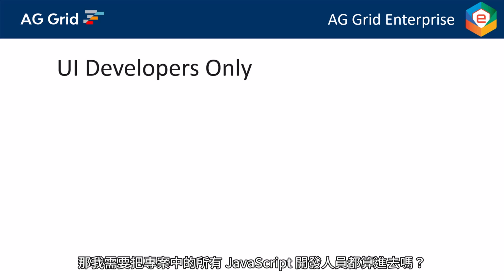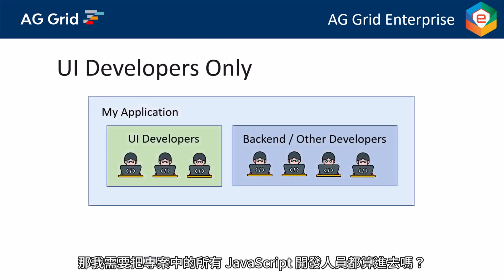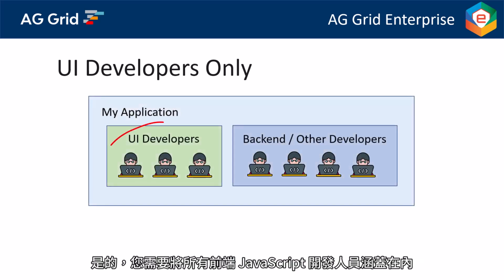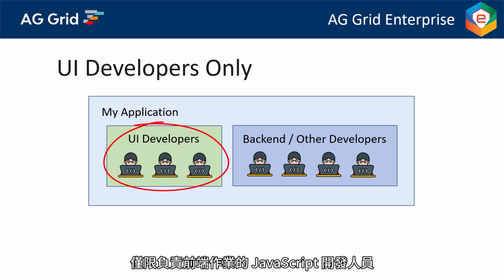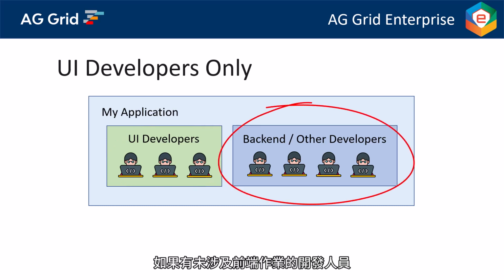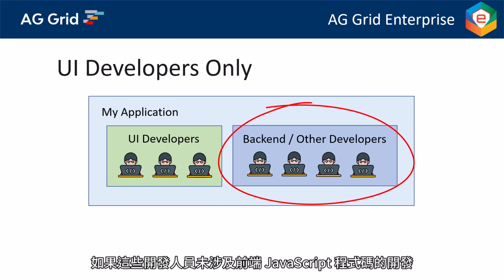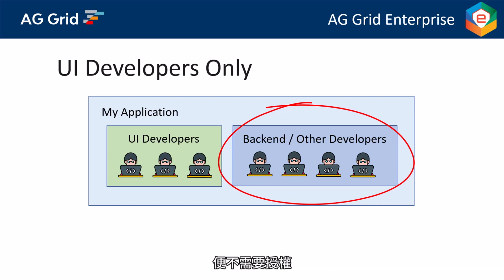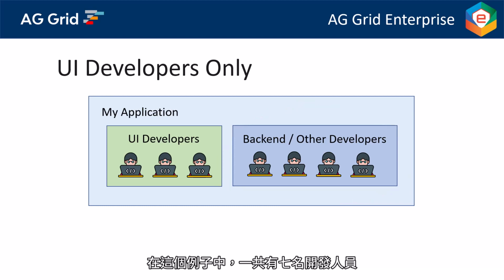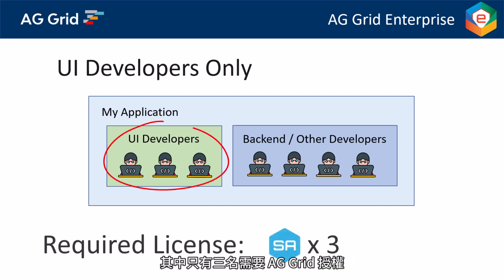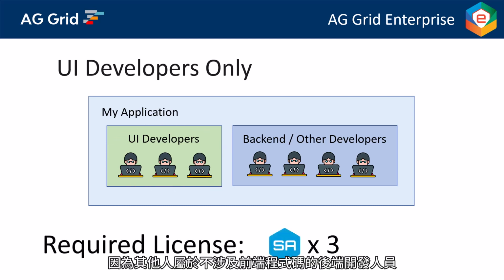You might be wondering, do you need to cover all JavaScript developers on a project? Well, you need to cover all front-end JavaScript developers. That is all JavaScript developers doing front-end work only. If you have developers who are not touching the front end, for example, back-end developers or developers writing test scripts, well, they do not need to be licensed if they are not touching the front-end JavaScript code. In the example here, we have 7 developers, of which only 3 need to be licensed for AG Grid, as the others are back-end developers who do not touch the front-end code.